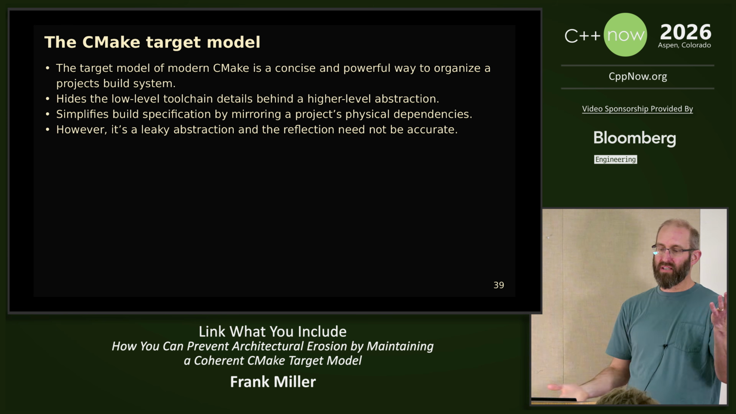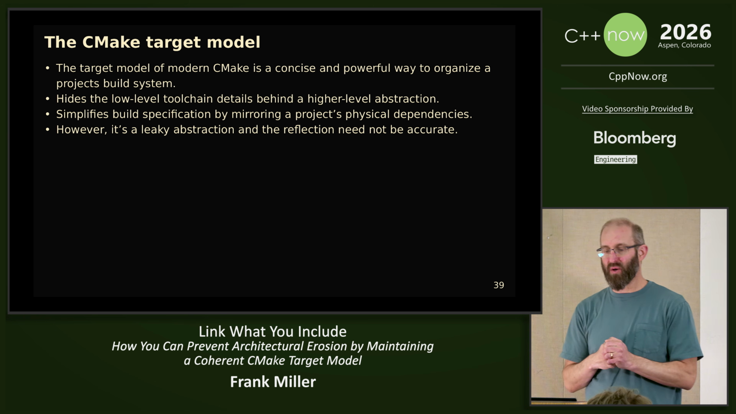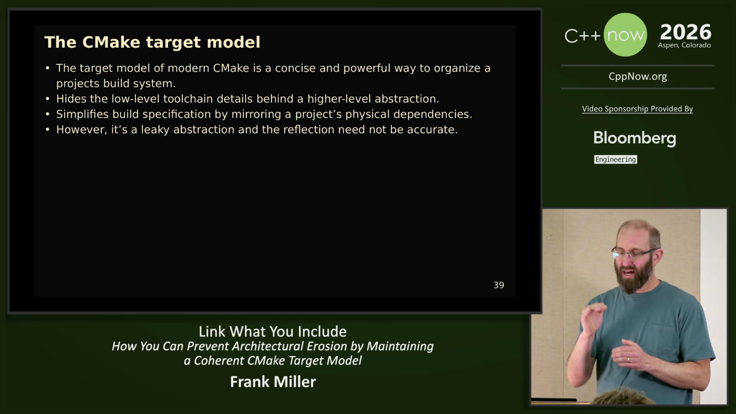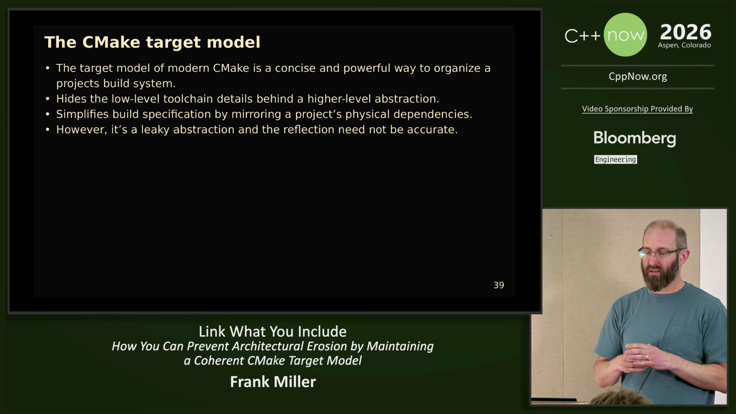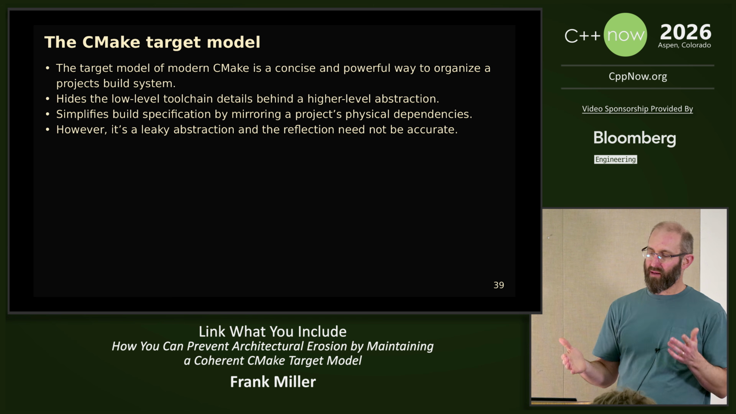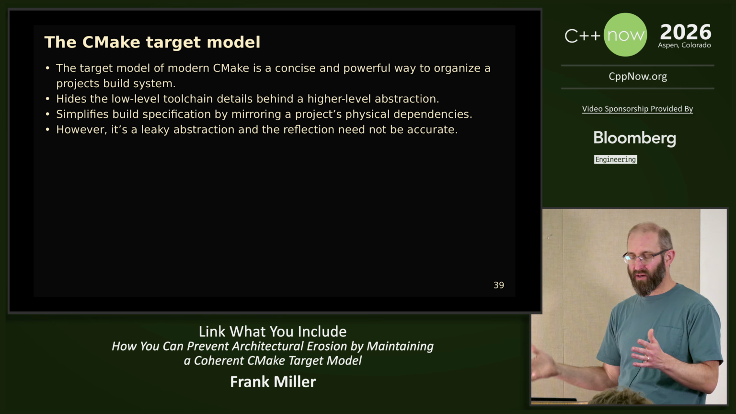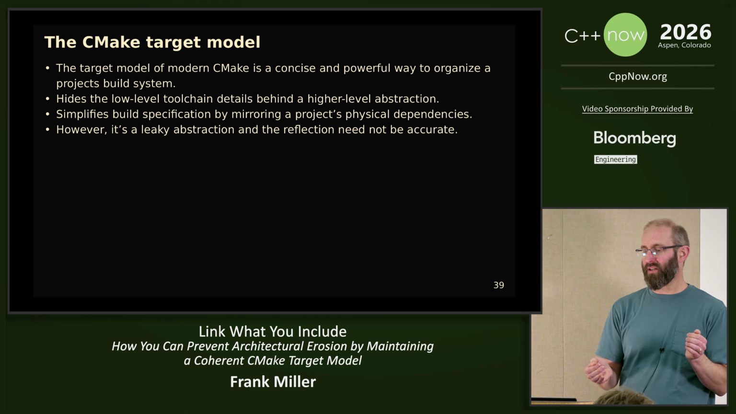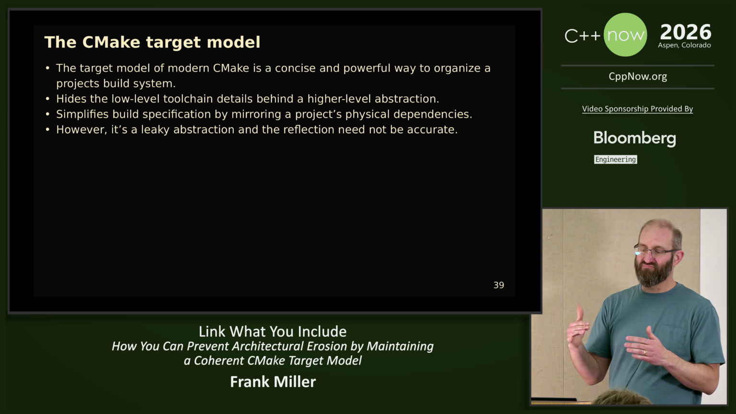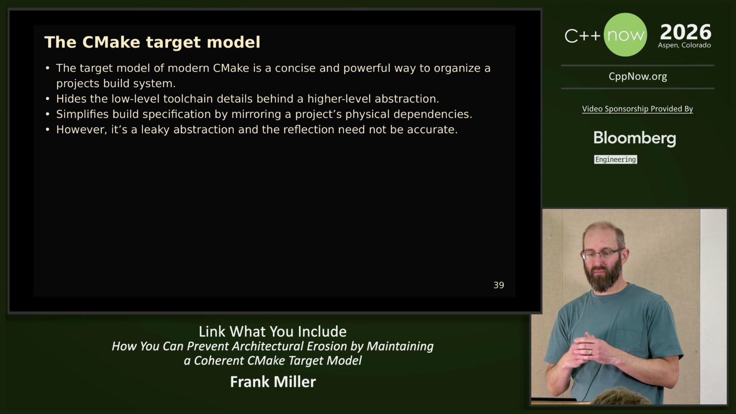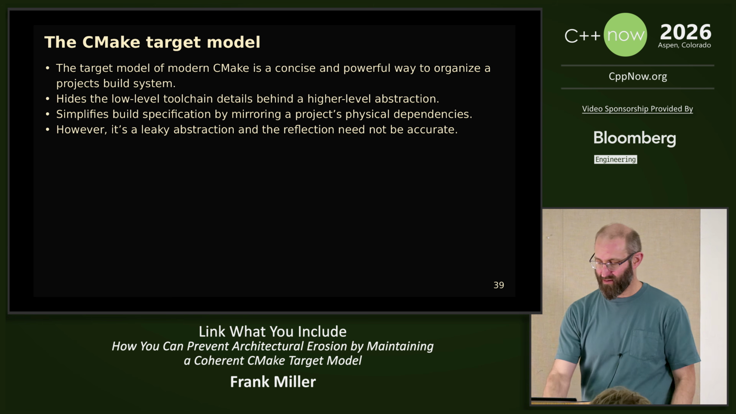So the CMake target model of modern CMake is a concise and powerful way to organize a project's build system. It hides low-level toolchain details behind a higher-level abstraction. It simplifies the build specification by mirroring a project's physical dependencies, right? But this is a leaky abstraction, and the reflection of these physical dependencies need not be accurate. And so I want to plug that leak.